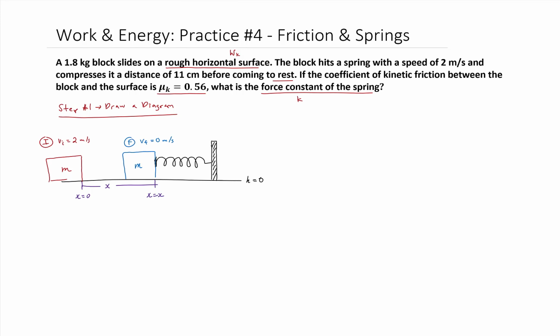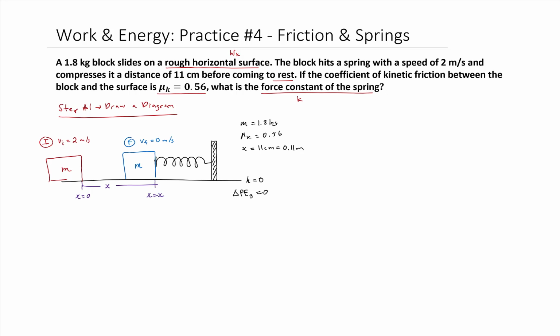We know that the height of both initial and final conditions doesn't change, at h equals 0, so we can assume that there is no gravitational potential energy involved. So here we can immediately say delta PEG is going to be 0. So the only thing we care about is going to be delta PES and delta KE, because the kinetic energy has changed. We know that m is equal to 1.8 kilograms, mu k is equal to 0.56, and we know that x is equal to 11 centimeters, or in SI units, we have to convert to meters, so it's 0.11 meters.